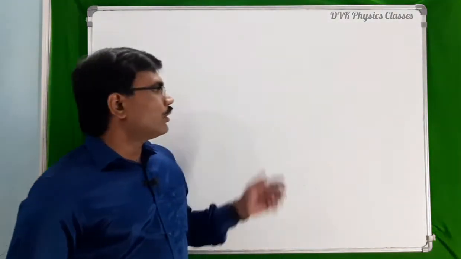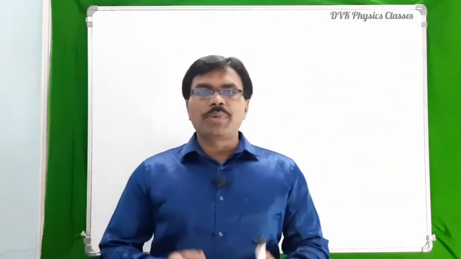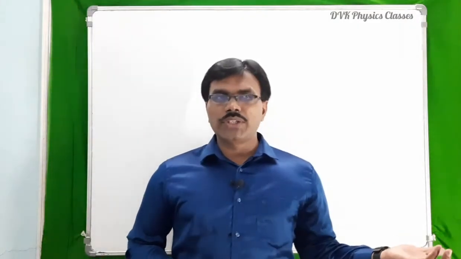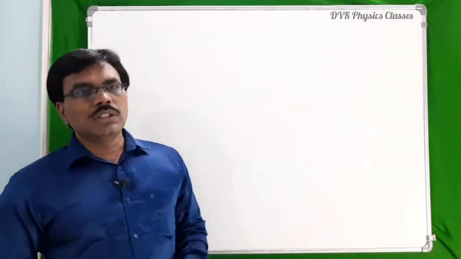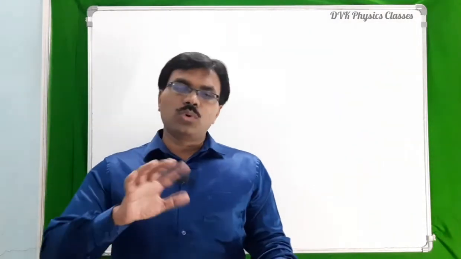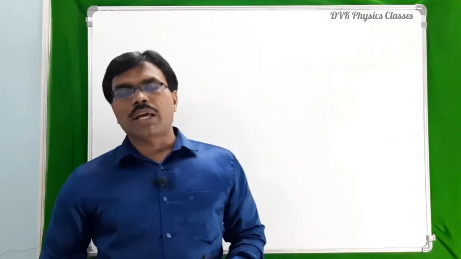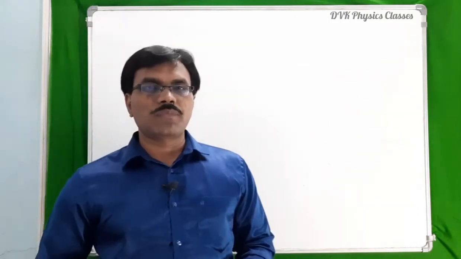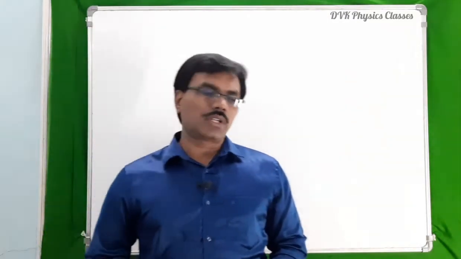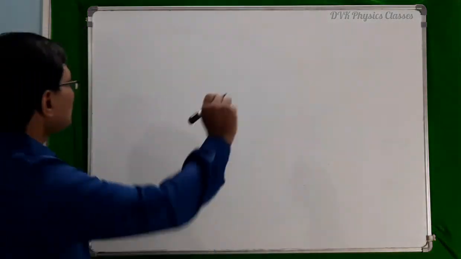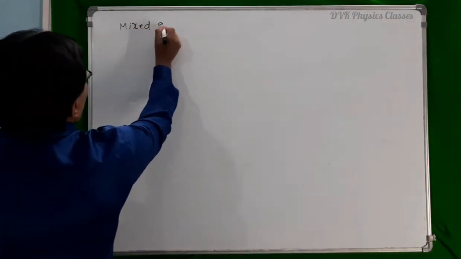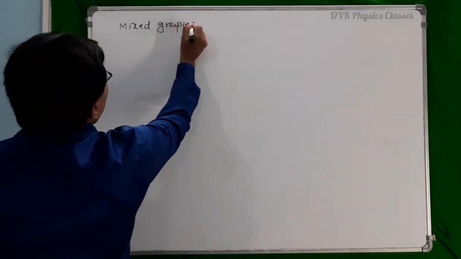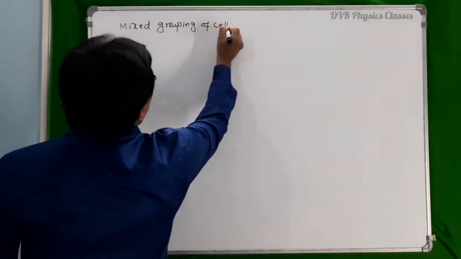And in this video, we are going to learn mixed grouping of cells. Already we have done series combination as well as parallel combination of cells, right? In this video, when cells are grouped in both series as well as parallel combination, then what is the effective EMF? That we are going to find out in this video, right? So keep the heading: mixed grouping of cells.